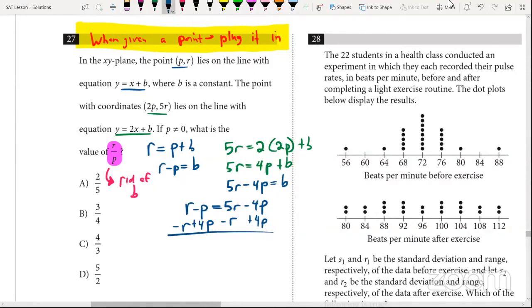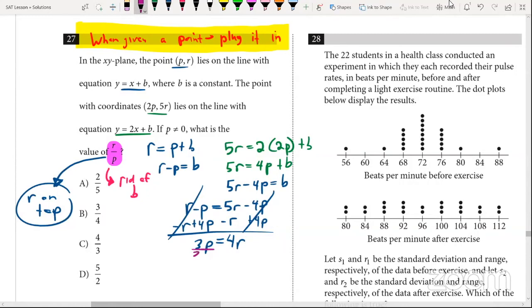So we have that right there. And we can go ahead and cancel the R's, cancel the 4P's. And so now we have 4P minus P here is 3P. 5R minus R is 4R. So we basically took all the P's and put them on one side, took all the R's and put them on the other side. And what we want is R over P. So one way to describe R over P is that it has R on the top and P on the bottom.